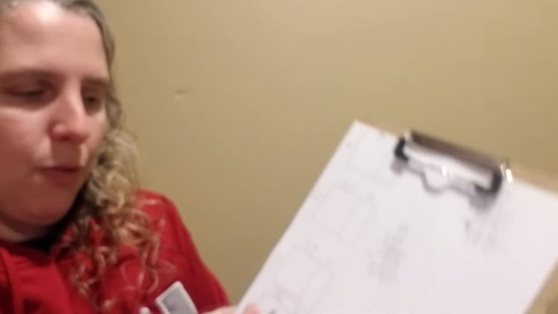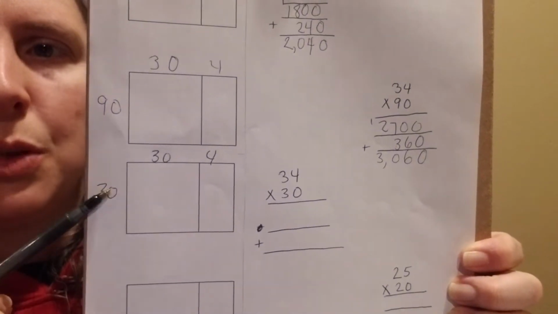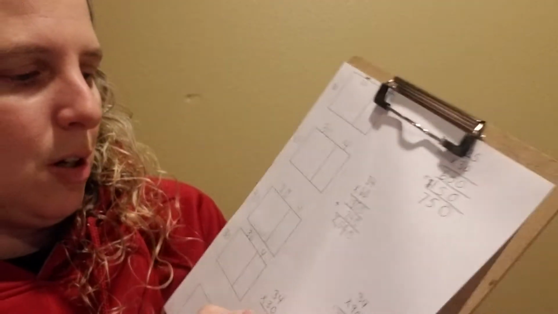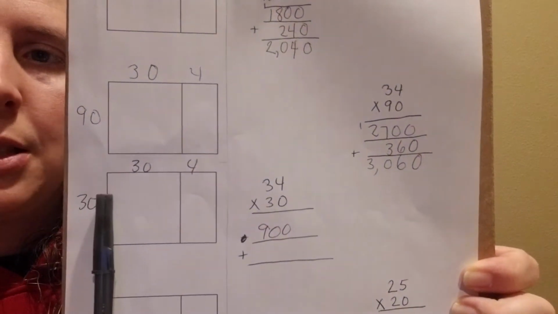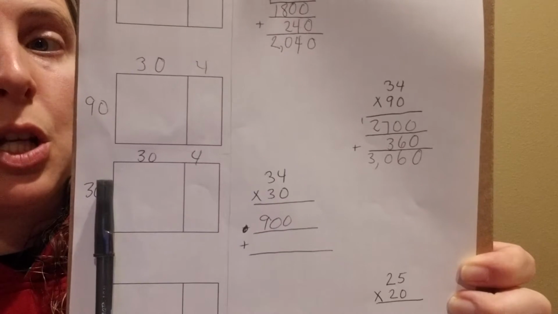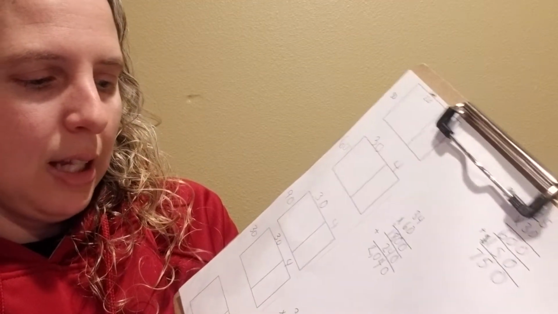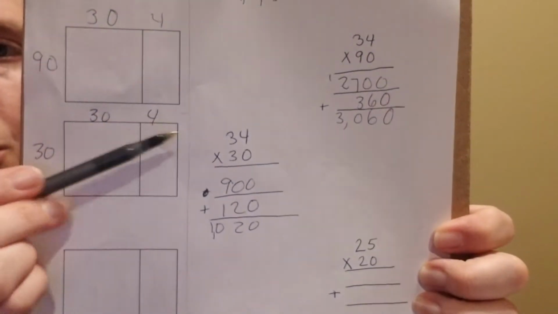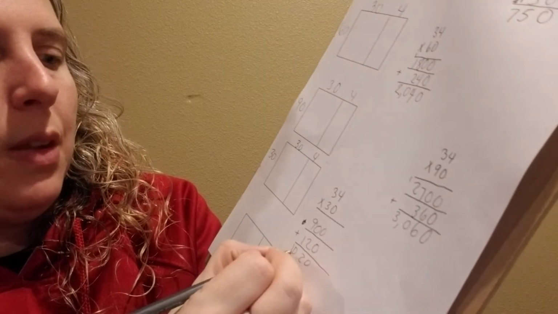Okay. 34. We're just breaking it up again. 30 plus 4 times 30. Okay. Cover up those zeros. 3 times 3 is 9. And 2 zeros, that's 900. 30 times 4, cover up that 0. 3 times 4 is 12. And add that 0 on, that's 120. Add that together. And you should have 1,020. So read it. 34 times 30 is 1,020.